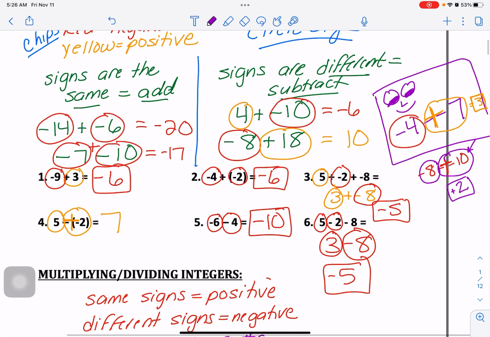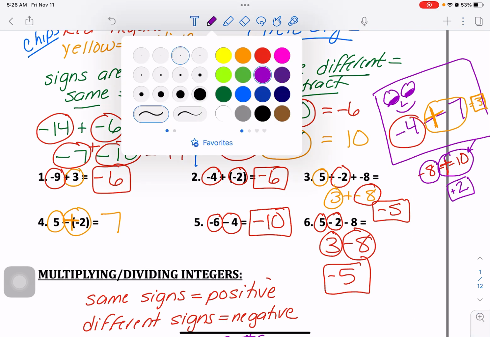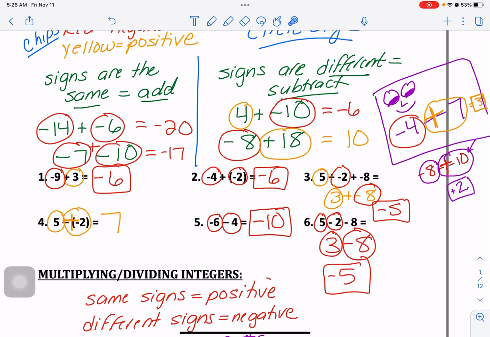As we go through the practice problems, you could pause the video and try them on your own, or take a look at how we solved them. But a negative 9 and a positive 3 is negative 6. 5 minus a negative 2, remember that's the same as a positive, so it actually was a positive 5 and a positive 2. That's how we got 7.